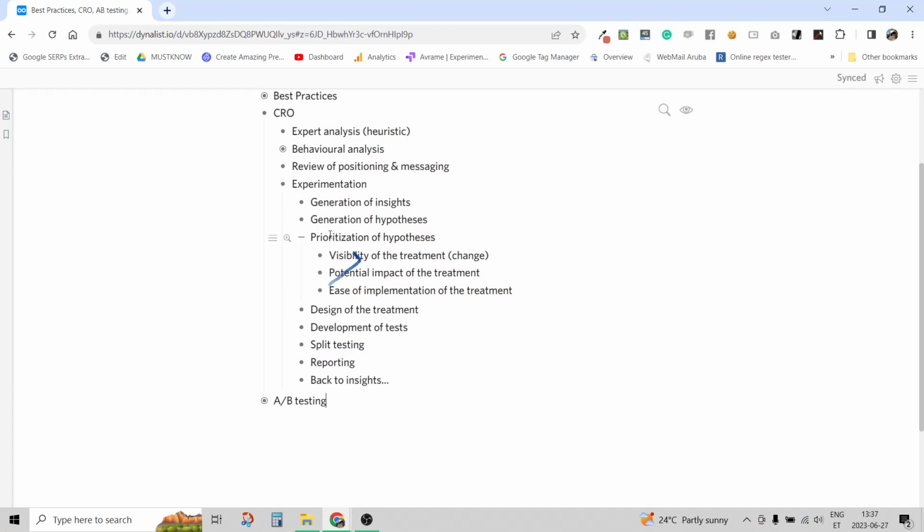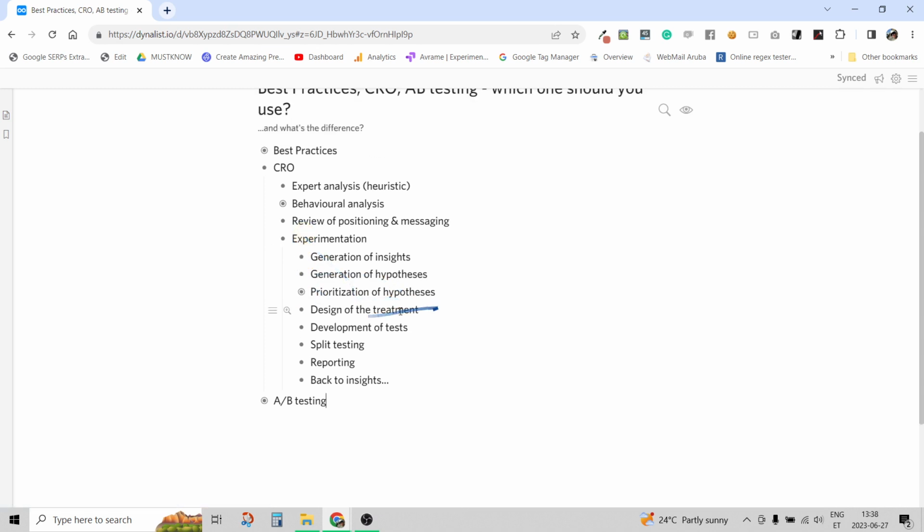We make up a spreadsheet, we put all the hypotheses there, we fill in these three values, the three metrics, for each one of the hypotheses, and then we end up with a score that we can use to sort the spreadsheet. Then after this, we will start to work with the treatment that we identified. So we decided we want to work with this hypothesis. We are going to make this change.